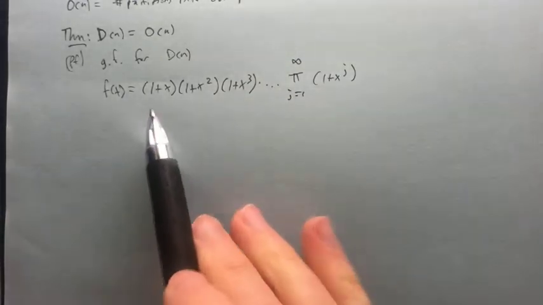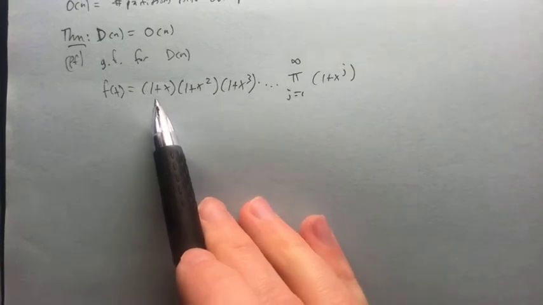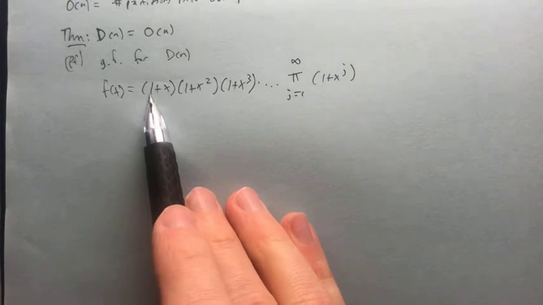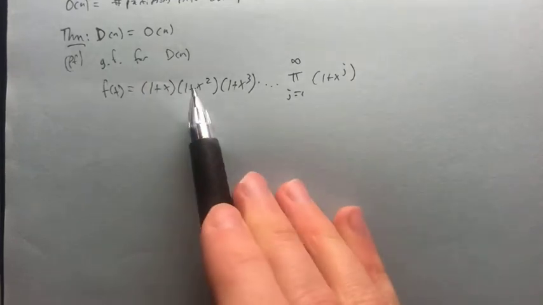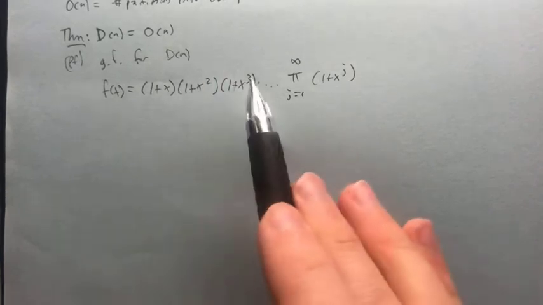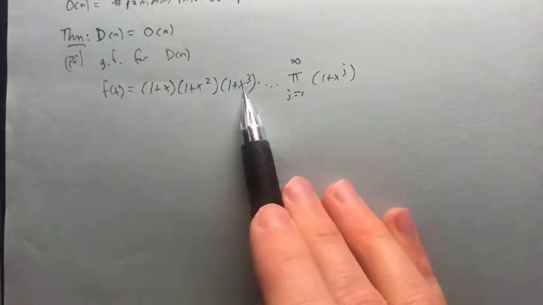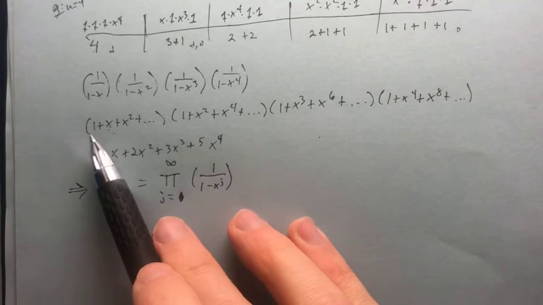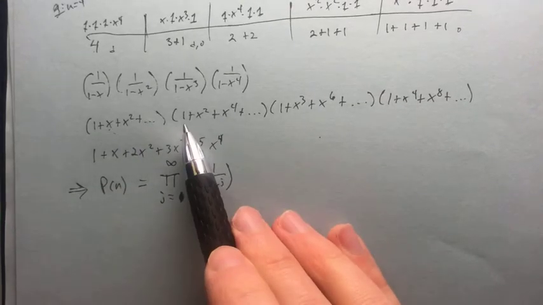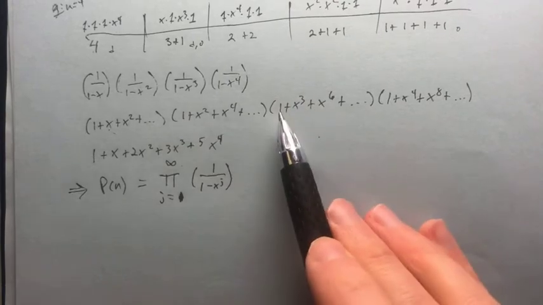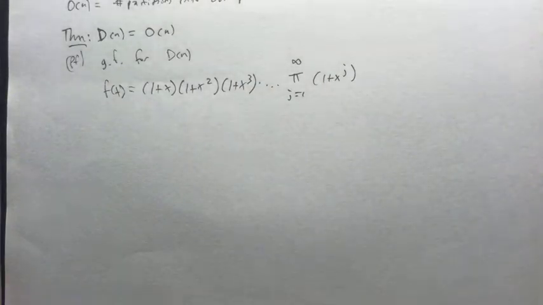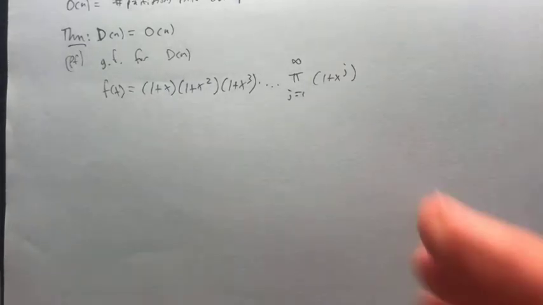And why should you believe this? If we go back to think about the child that could only get, say, 1, 2, or 3 apples, what we're saying here is that from the 1s, we can contribute 0 or 1. From the 2s, we can contribute either 0 or 2. From the 3s, we can contribute either 0 or 3, as opposed to before, where the 1s could contribute 0, 1, 2, 3, 4, anything. The 2s could contribute 0, 2, 4. The 3s could contribute 0, 3, 6. The 4s could contribute 0, 4, 8, etc. So we're taking that same strategy, and this is our generating function for d of n.